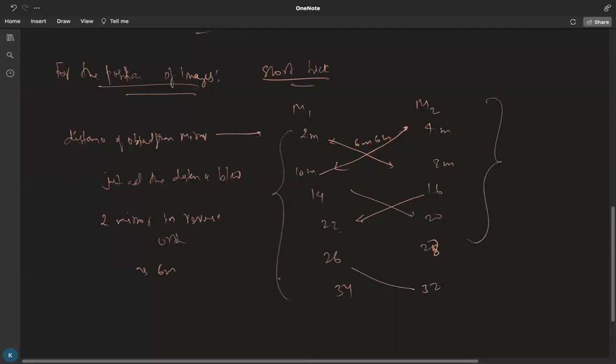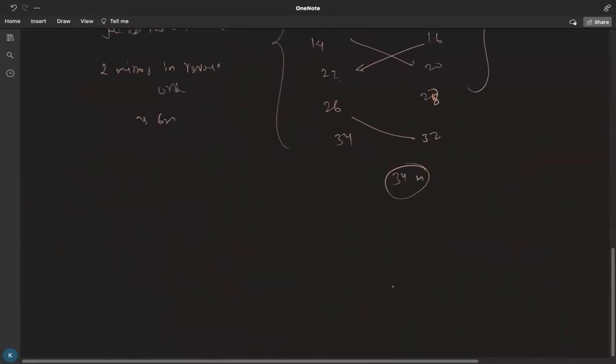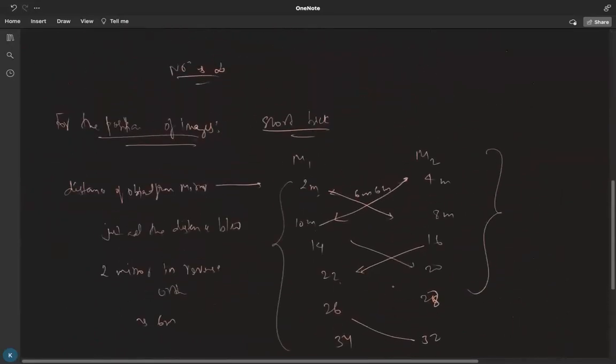So if you are asked to find the position of the sixth image formed by the first mirror, what you have to write? The first image is formed at 2 meter, 10 meter, 14. So 1, 2, 3, 4, 5, 6. At 34 meter behind the mirror, there is an image formed by M1. So this thing you have to keep in mind, right? ये एक शॉर्टकट होता है, शॉर्ट ट्रिक होता है that you have to keep in mind.